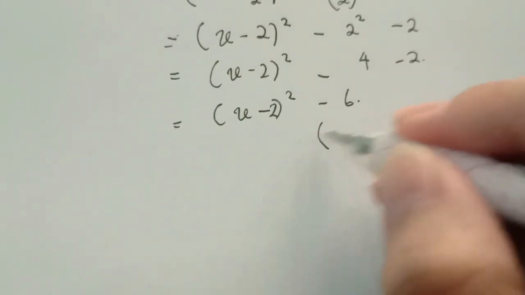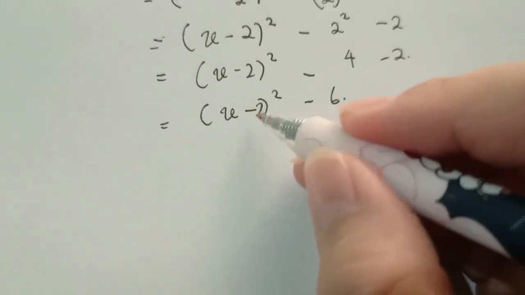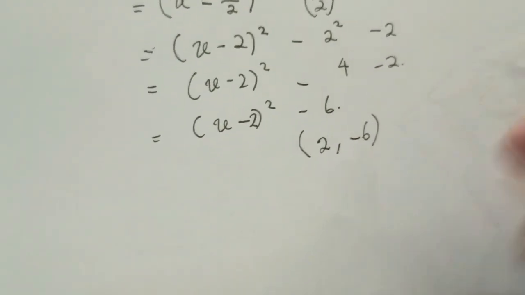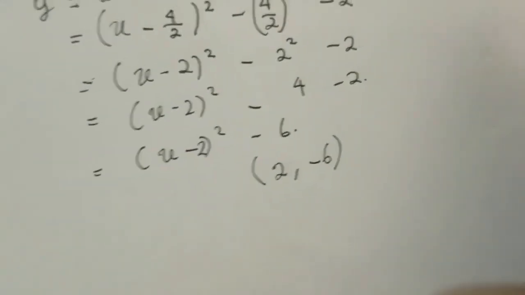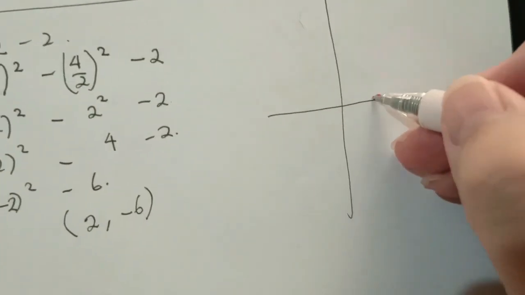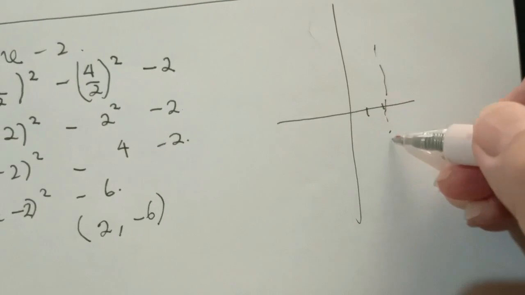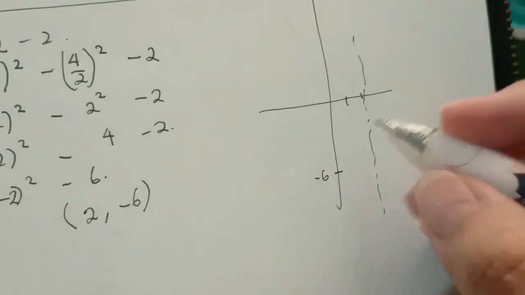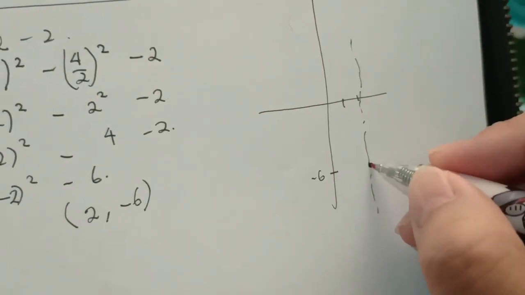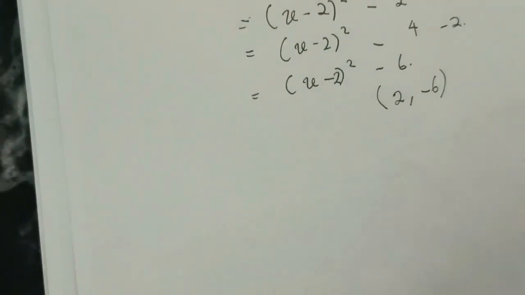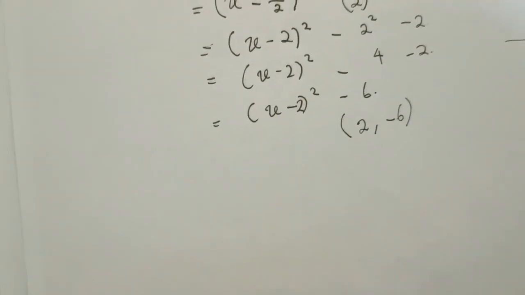So the x will be 2. The axis and the vertex is (2, -6). Let's draw. Over here is 2. This is the line. Let's pretend this is minus 6. This is (2, -6). Let's have another dot to make it better.